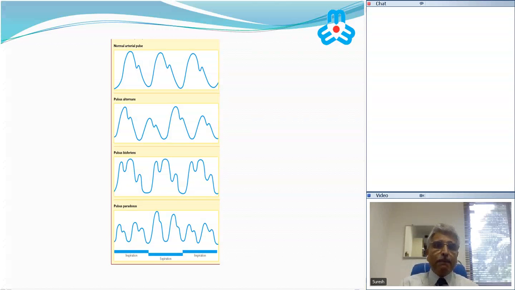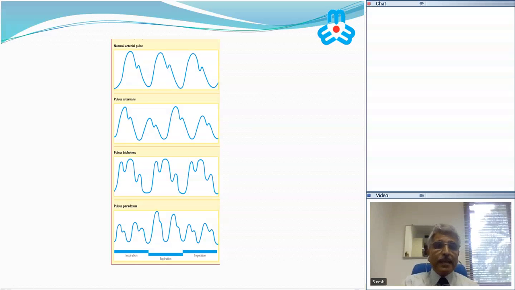While in pulsus bisferiens, now you see, unlike the normal pulse, here the ascending limb is split into the percussion wave and the tidal wave. So it is the prominence of the tidal wave and a little delayed occurrence of that, which makes the bisferiens pulse palpable. This of course is followed by the dicrotic wave, which is never palpable, and then diastole. So here you have the pulsus bisferiens with two peaks as you are palpating it.